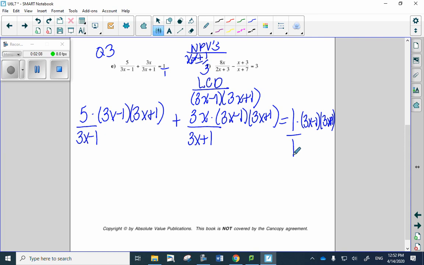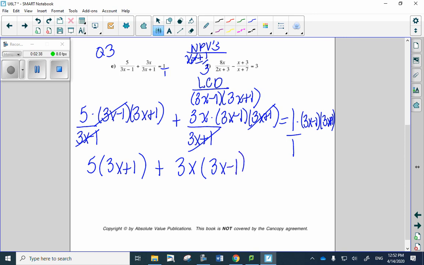Okay, now that you've written out what you're multiplying by, now we can cancel things out. So I can cancel out 3x minus 1 here. I can cancel out 3x plus 1 here. And then there's nothing I can cancel out with that last fraction. Okay, but the whole point, remember, is to eliminate the denominator. So now I'm left with 5 times 3x plus 1 plus, this is 3x times 3x minus 1 equals, I really don't need to write the 1 here, so I'm just going to be left with 3x minus 1 times 3x plus 1.